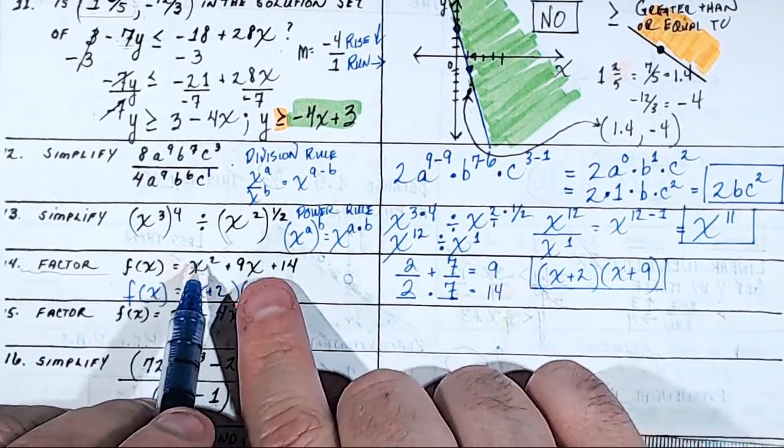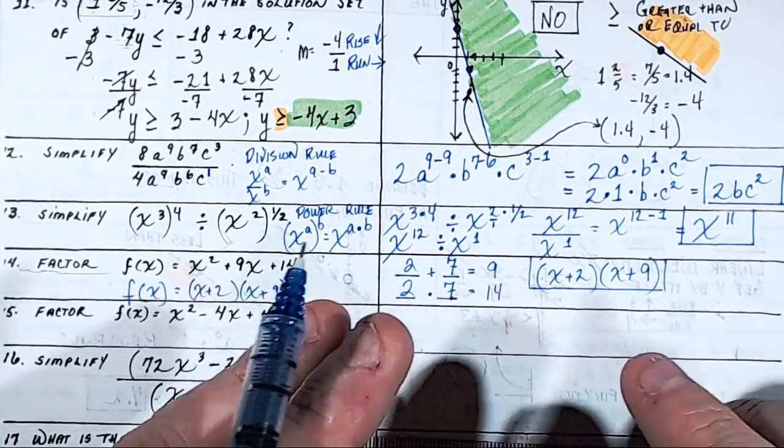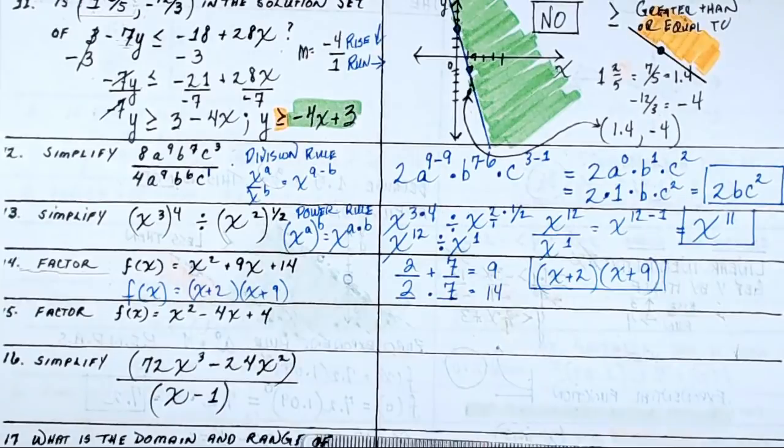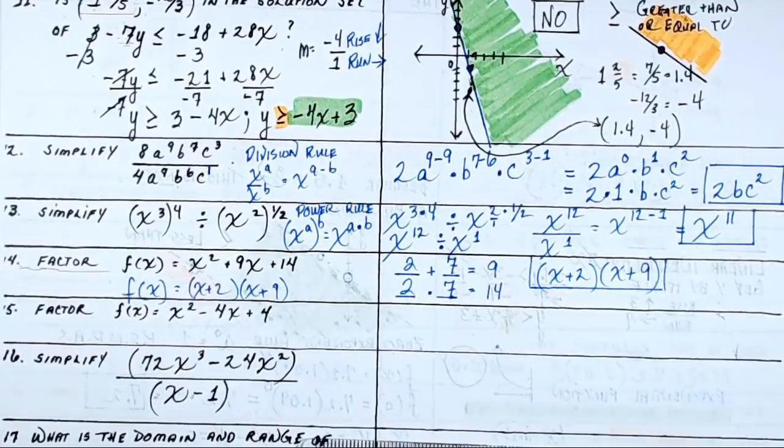So if you put x squared plus 9x plus 14 in the calculator, and then you put the factored form in the calculator, they would be equal to one another. You're just writing it in a different way. It's like you've got standard form equations and slope-intercept form equations. So this is standard form quadratic, factored form quadratic. All right?